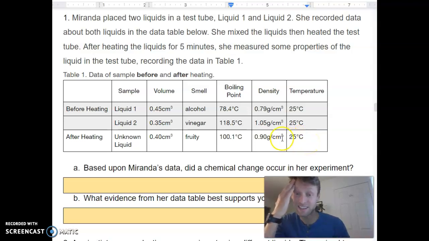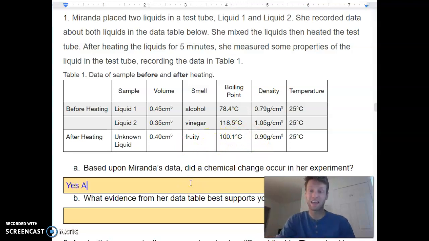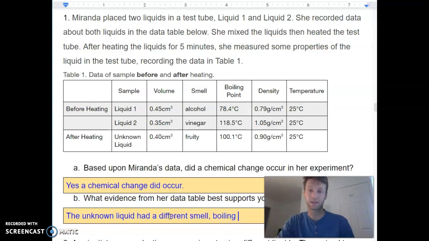So that tells us that this new liquid is a new liquid. So yes, a chemical change did occur. And what evidence supported our answer? The unknown liquid had a different smell, boiling point, and density than the initial two liquids.